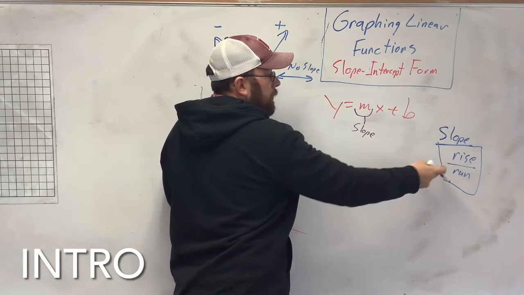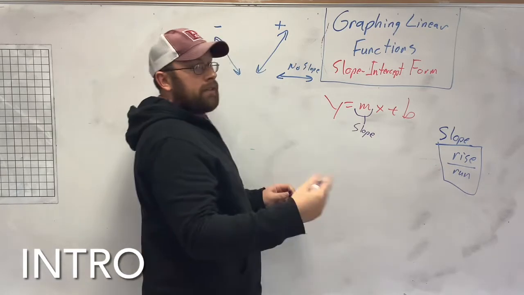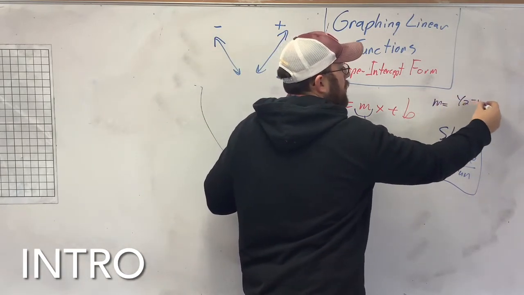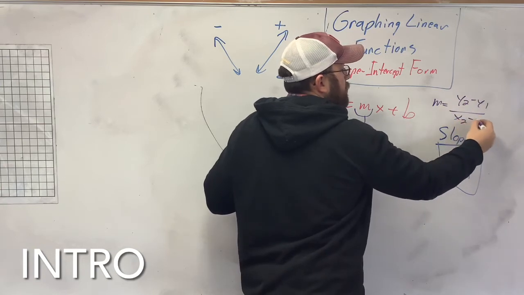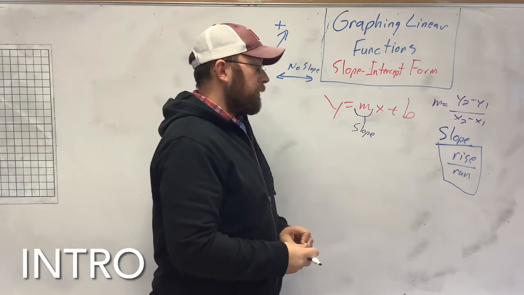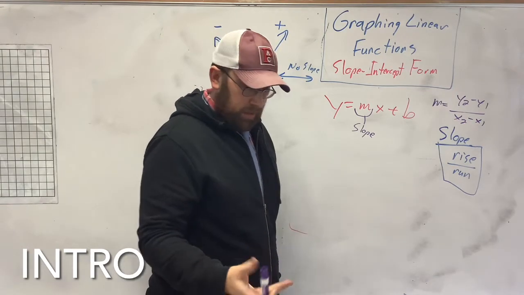To find slope on a graph, you'd use rise over run. To use the slope formula, slope equals y2 minus y1 over x2 minus x1. I have other videos over this you can go watch to help you find slope. I'm not going to go over too much in this video.